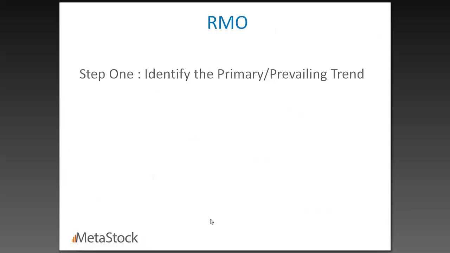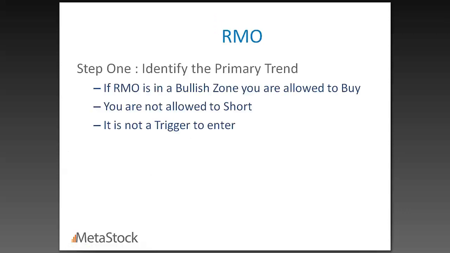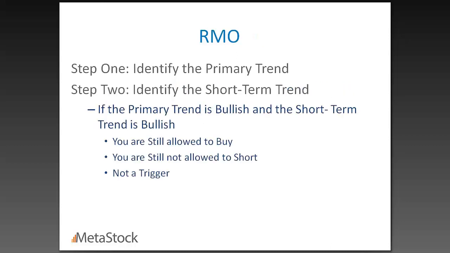Again, we want to identify that primary trend. So if it's in a bullish zone, we're allowed to buy, we're not allowed to short, and it's not a trigger to enter. So that's step 1 in a nutshell. It's really a pretty easy system to use. What we want to do now is identify what the short-term trend is doing.